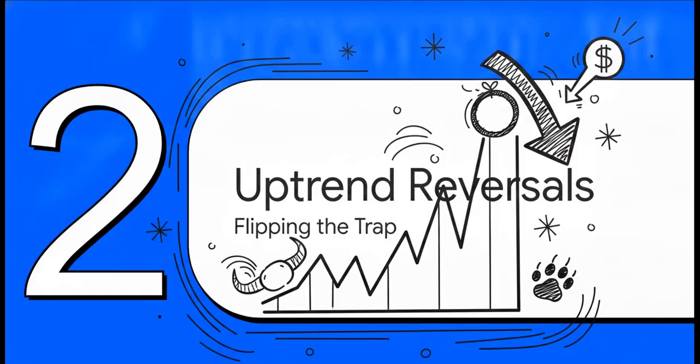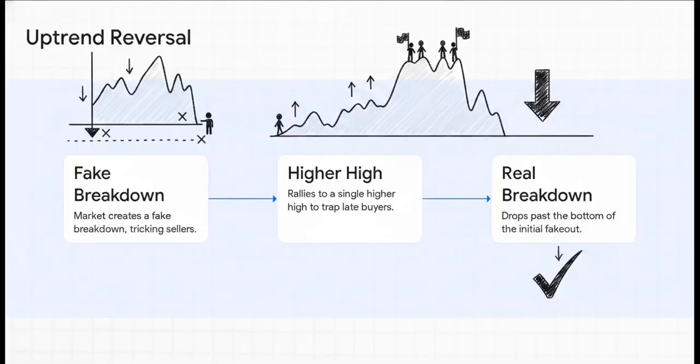Which brings us to part 2, mastering the uptrend reversal. Okay, to identify a true profitable reversal in an uptrend, you've got to watch for 3 exact steps. It's kind of like a combination lock. First, the market gives you a fake breakdown, which totally tricks sellers into thinking the uptrend is over. Second, it rallies up to form a single higher high, and that traps all the late buyers. And then third, the real breakdown finally happens, dropping right past the bottom of that initial fake out. That final break is your true, reliable signal to get in.